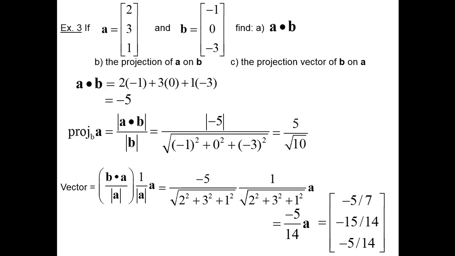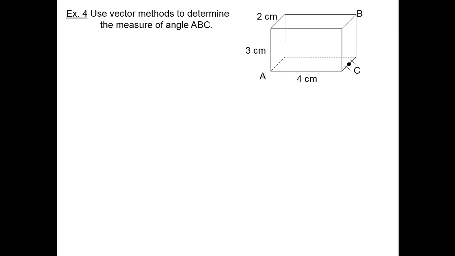Okay, last question in this PowerPoint, and I'm going to tell you right now, this is a favorite of mine. This is one that IB likes, and I will probably put this on a test because you really need to make sure you understand how to do this. It's kind of a neat question. It says, use vector methods to determine the measure of angle ABC. So in this picture, they want us to find the angle ABC.